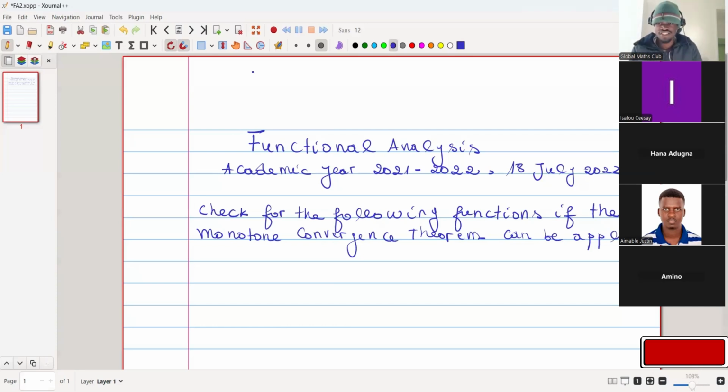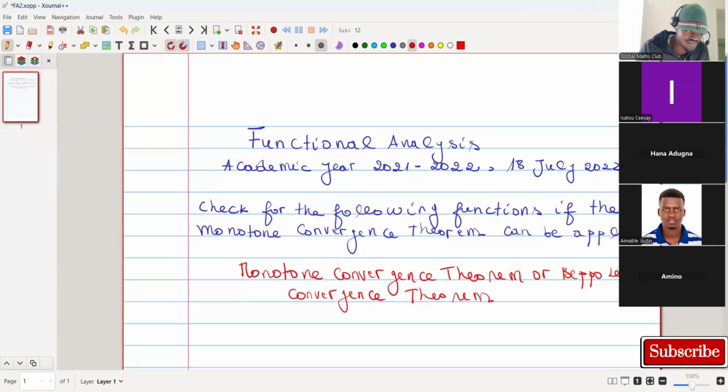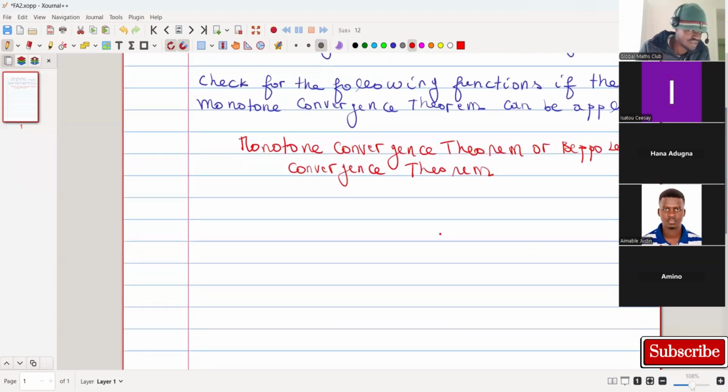So I hope that you know the monotone convergence theorem, or the Beppo-Levi convergence theorem. If you don't know it, I'm going to state it. So let me state it before. Monotone convergence theorem, or Beppo-Levi convergence theorem. So I will state it in my own way. Maybe it is almost the same as what you did during your lecture.